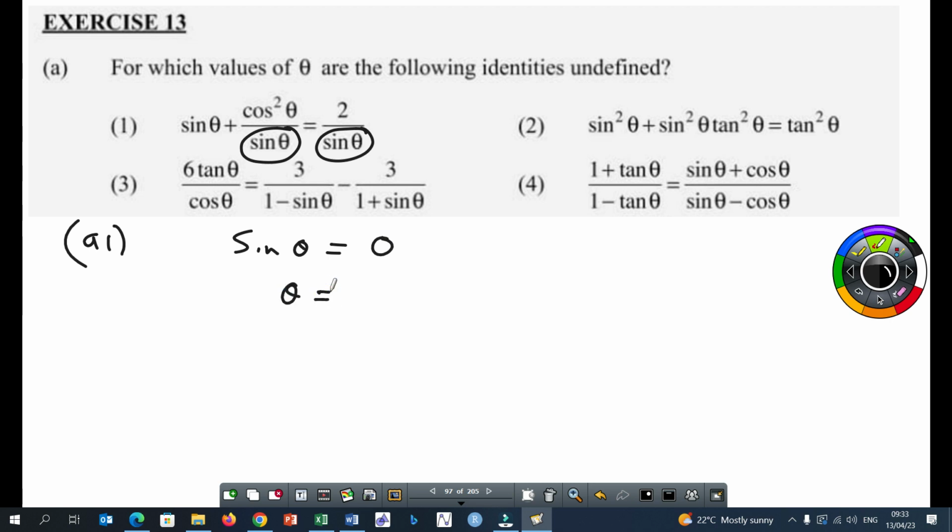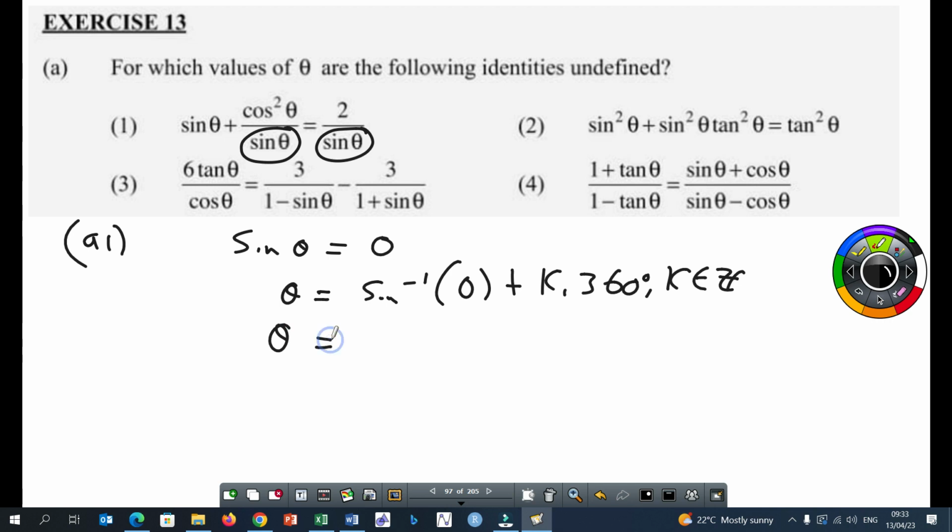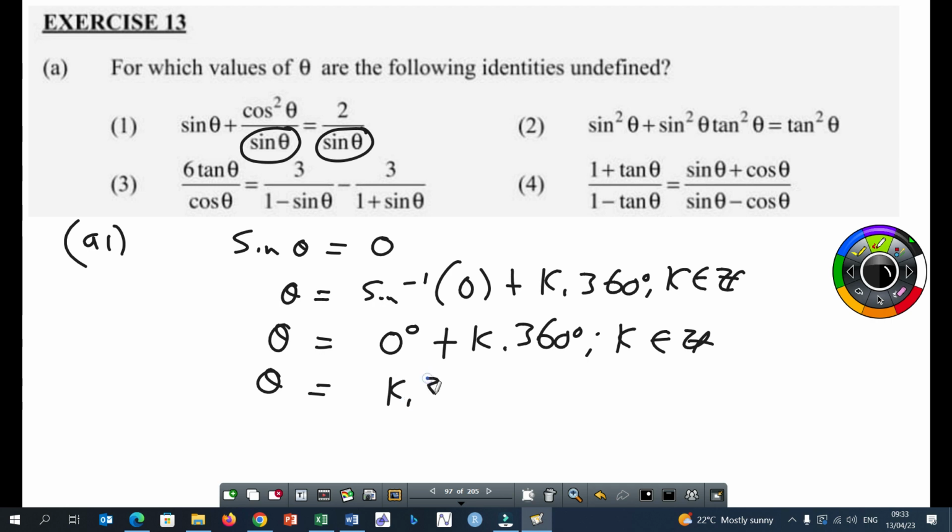So this will be theta equal to shift sine of 0, plus k times 360, because there are many values of theta, both negative and positive, that will make that identity undefined. Now, this gives you 0 degrees. Right, so the first solution is going to be k times 360 degrees, where k is an integer.